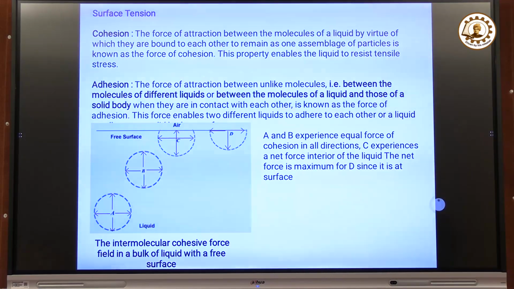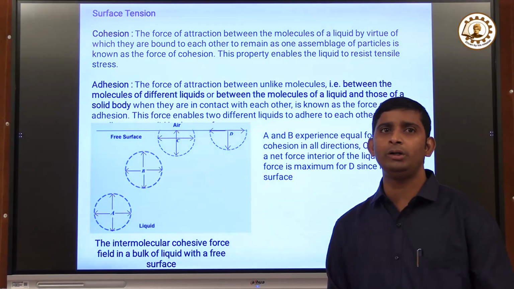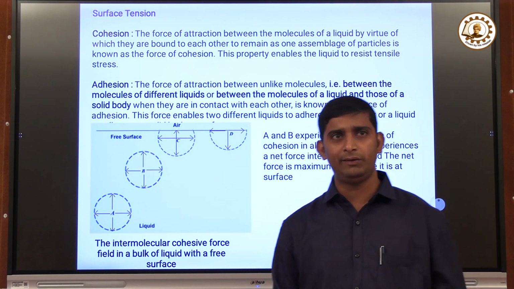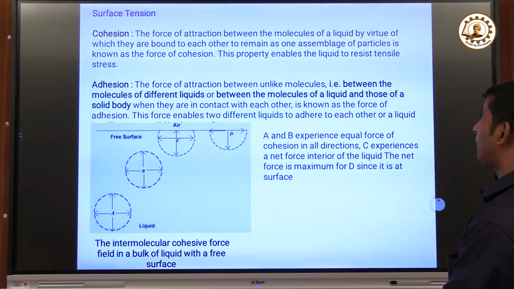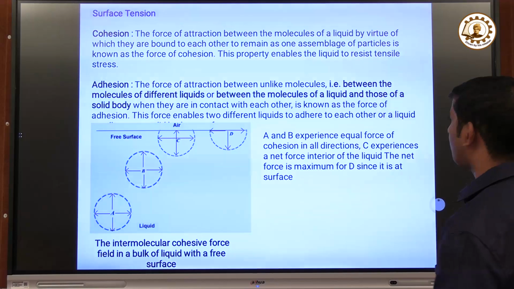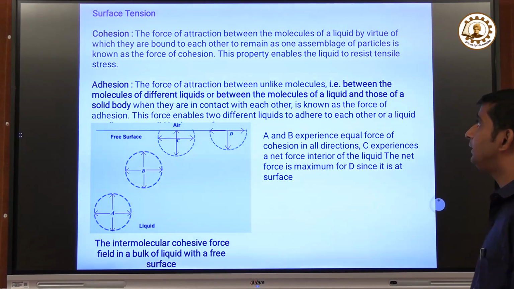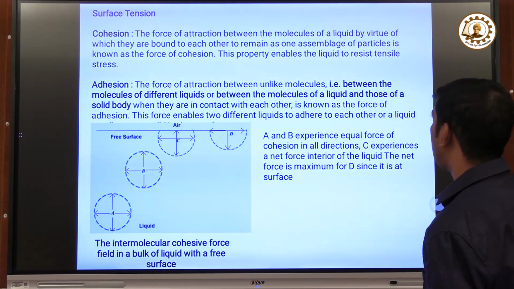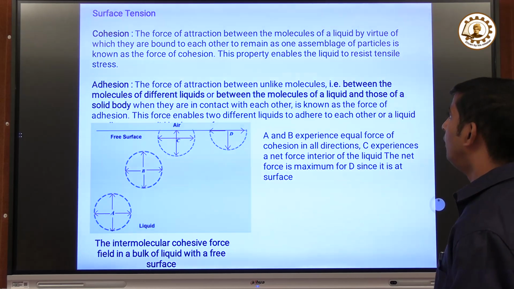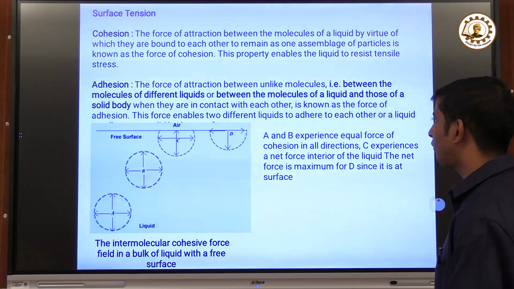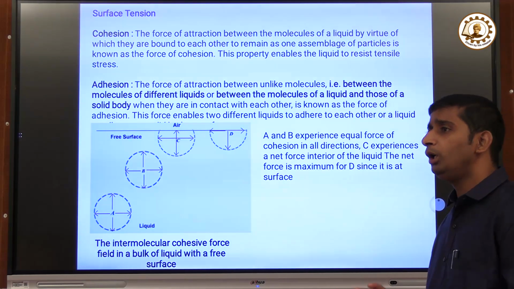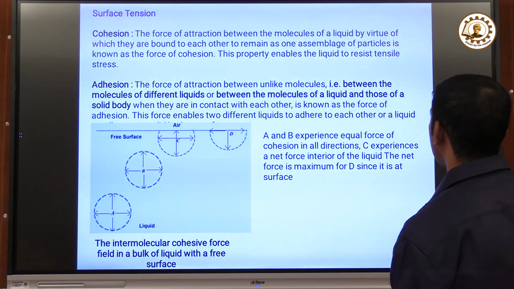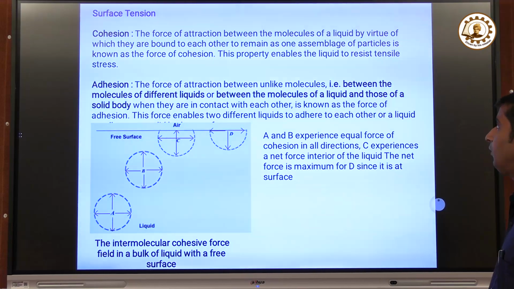What is surface tension? Before surface tension, we have to understand two terms known as cohesion and adhesion. First, what is cohesion? The force of attraction between the molecules of a liquid, by virtue of which they are bound to each other to remain as an assembly of particles, is known as the force of cohesion. That means the force by which the liquid molecules are assembled as a mass is known as cohesion. This property enables the liquid to resist tensile stress.